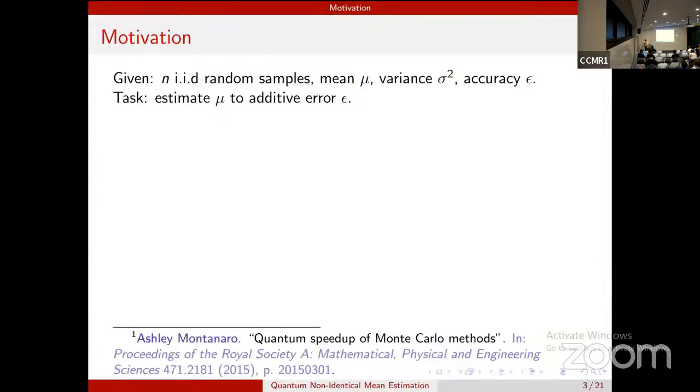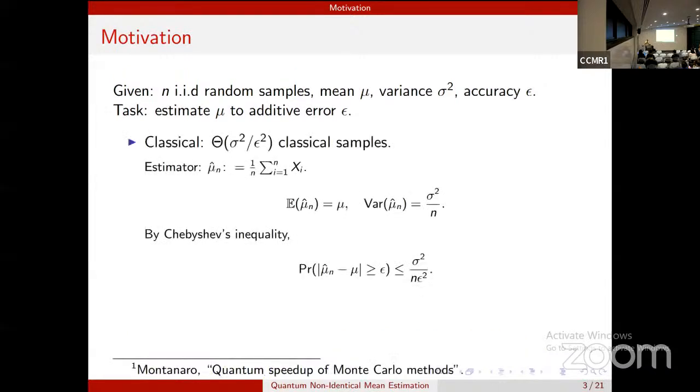So let's just begin from the IID case. Assume that we are given n random samples. They are independent and identically distributed with a mean mu and variance sigma square. Our task is to estimate mu to some additive error epsilon. For this problem, for classical computers, the upper bound and the lower bound are both sigma square over epsilon square. And for the upper bound, the sample mean estimator can achieve it well.